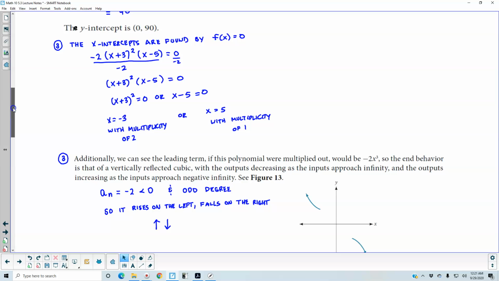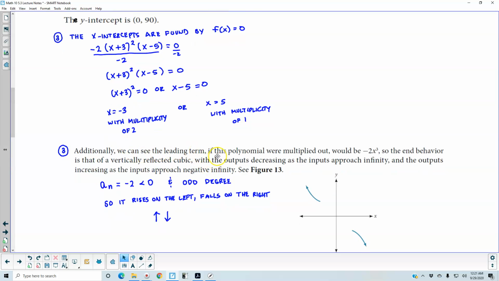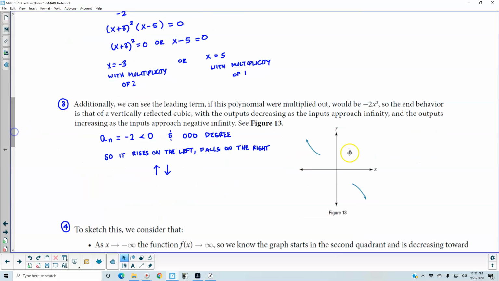Now in step number 3, additionally, we can see the leading term, if this polynomial were multiplied out, would be negative 2x cubed. So the end behavior is that of a vertically reflected cubic, with the outputs decreasing as the inputs approach infinity and the outputs increasing as the inputs approach negative infinity. Since the leading term is negative and it's an odd degree, it's going to rise on the left and fall on the right. That gives us this particular graph in figure 13.